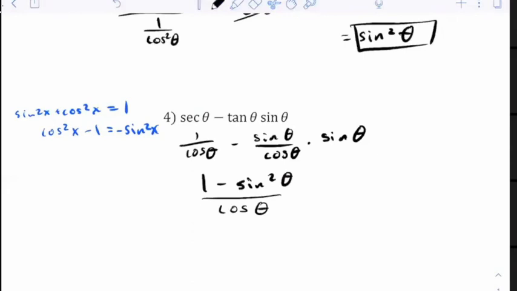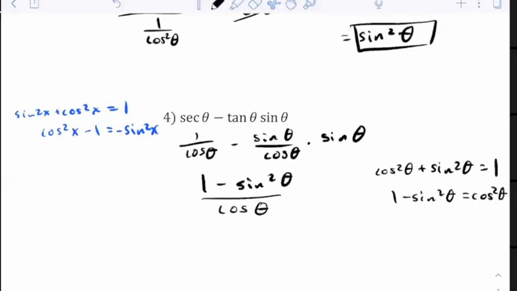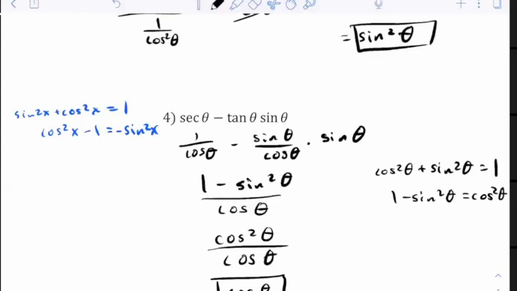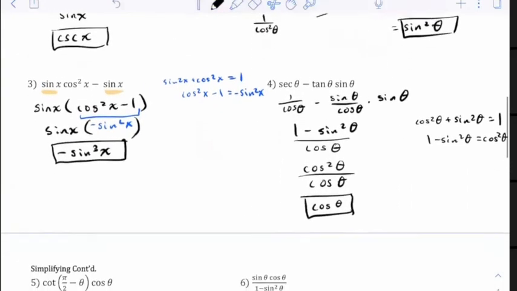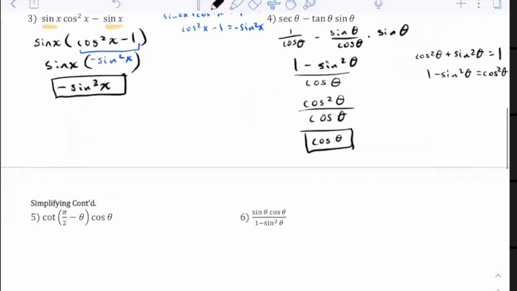And what does 1 minus sine squared theta equal? Well, again, using the Pythagorean identity, we know that 1 minus sine squared theta is simply equal to cosine squared theta. So we can substitute that in, cosine squared theta over cosine theta, and that just reduces down to cosine theta. There, that is simplified. Okay. All right. So let's finish it off with these final two, and we'll move on to 5.